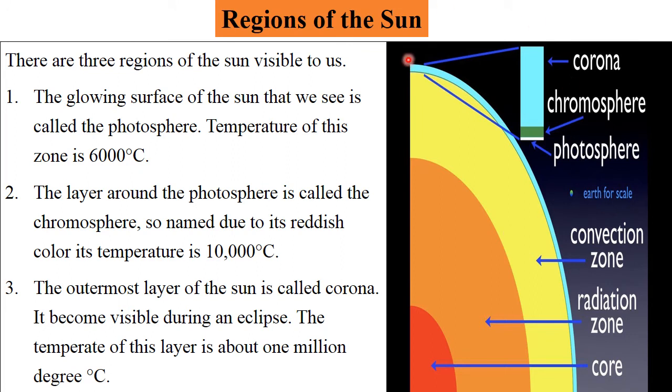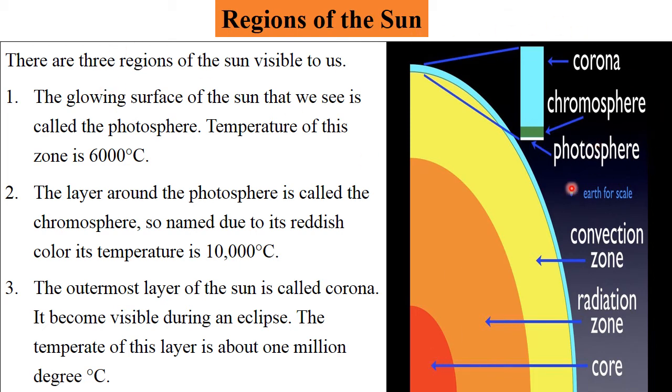Regions of the Sun. Structure of the Sun. There are three regions of the Sun visible to us. The glowing surface of the Sun that we see is called the photosphere. The temperature of this zone is 6,000 degrees centigrade. Photo means light, sphere means part, or we can say the part or a portion of anything. This is called the photosphere.